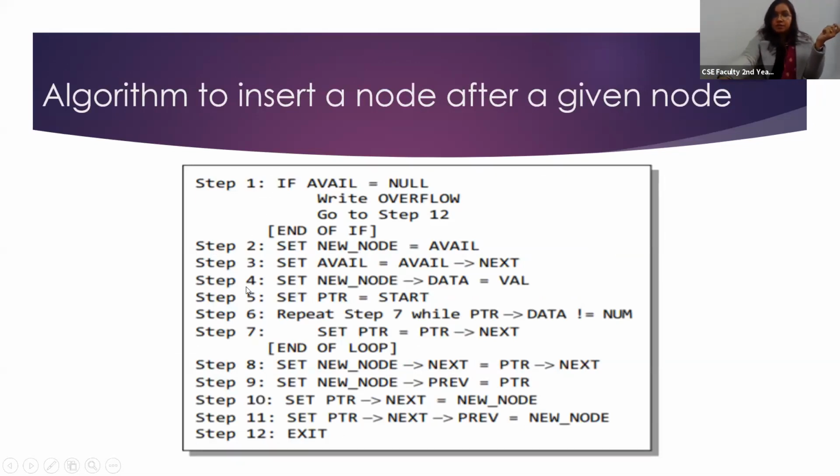So first 4 steps remain the same. Next, set pointer equal to start and repeat step 7 while pointer data not equal to number. That means not equal to 3. Set pointer equal to pointer next. So you keep moving the pointer till it reaches the node which contains 3. End of loop. Now set new node next equal to pointer next.